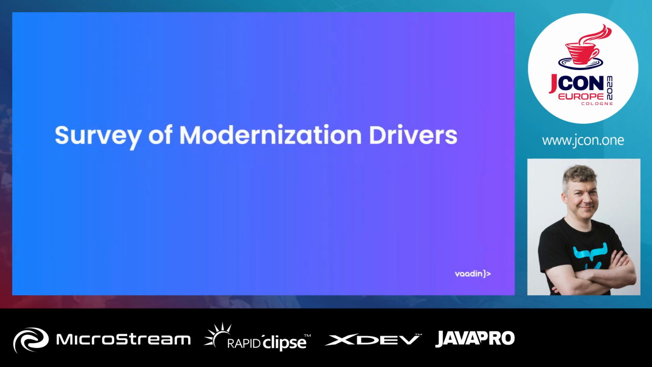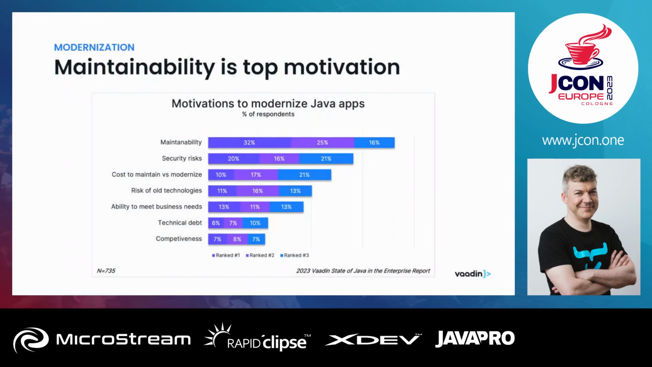Then we also looked at the modernization drivers. So what was driving the company's decision to modernize their Java applications? And we had this list as a result. Of course, this is the Java community, and I suspect that most of the people answering this survey were developers, and that maintainability was a primary concern for them. So maintainability came out on top.